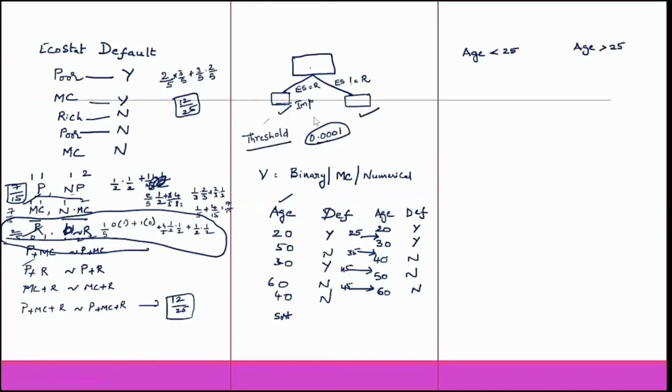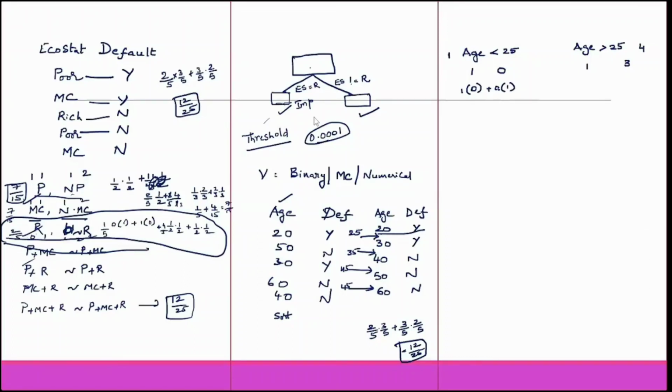So overall, it is 2 by 5 times 3 by 5 plus 3 by 5 times 2 by 5, which is 12 by 25. That is the Gini impurity without the split. Now, if I do the age less than 25 split, there is only one observation here. There are 4 observations here. In this one observation, 1 yes, 0 no. And here I have 1 yes, 3 no's. So obviously, if I look at the probability, 1 times 1 minus 1, which is 0, plus 0 times 1 minus 0, which is 1.